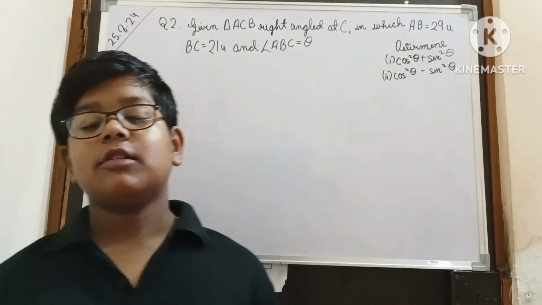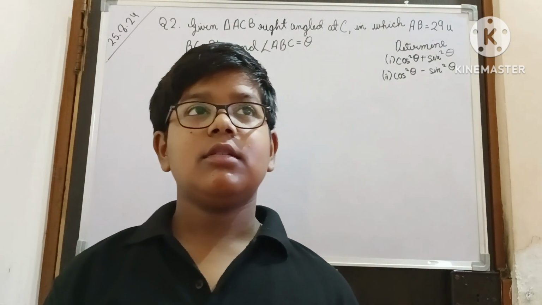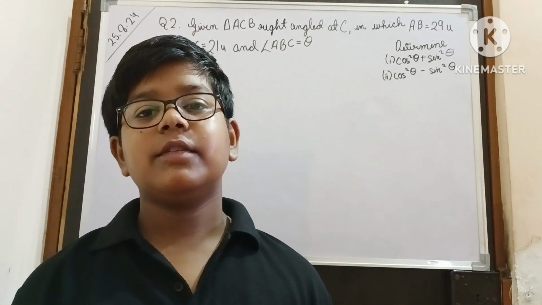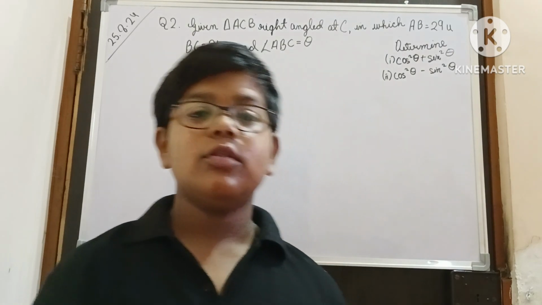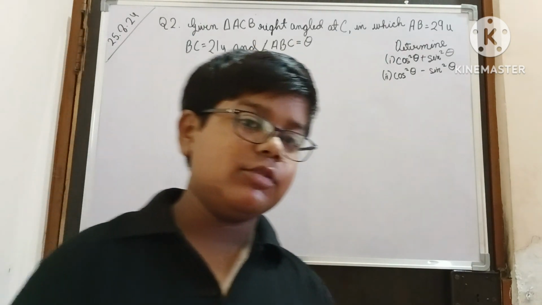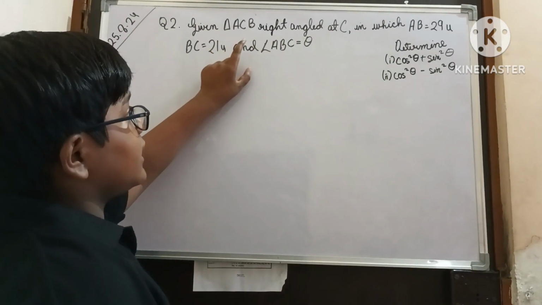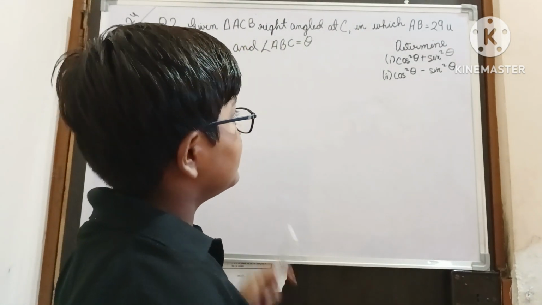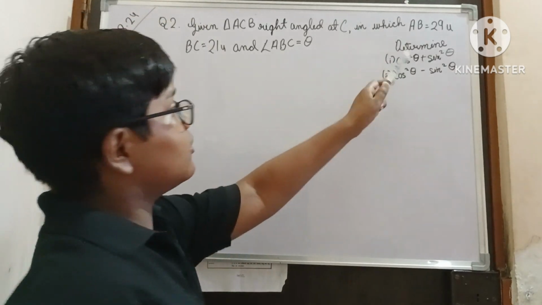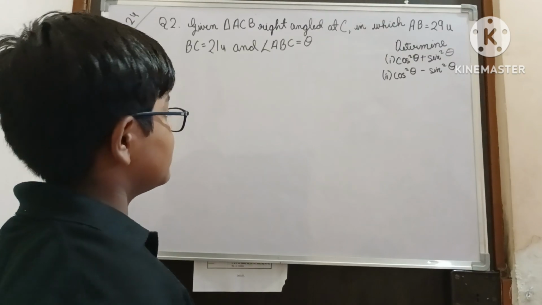We have started our chapter trigonometrical ratios, in which we have done the previous question in our previous video, and now we are going to do question number 2 of trigonometrical ratios. This question states that given triangle ACB right angle at C, in which AB is equal to 29 units, BC is equal to 21 units, and the angle ABC is equal to theta.